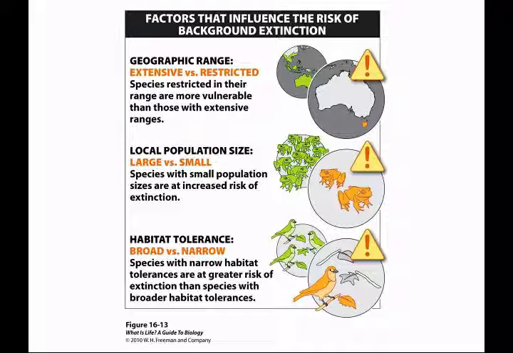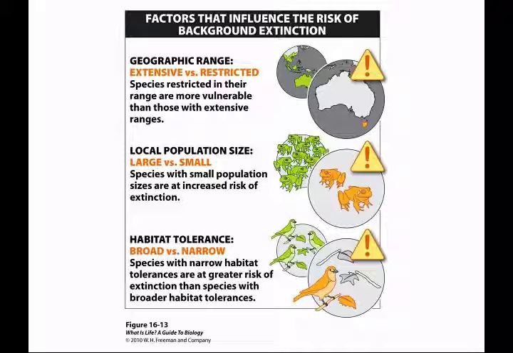The factors that influence the risk of background extinction, first of all, are geographic range. If some species has an extended range, that allows it a better chance of survival, because if it can go across a greater range, that gives it greater opportunity to not run into a tornado or a forest fire or a tsunami that destroys the entire species. If something is found on a restricted basis, if it's only found on one small tiny island like the Galapagos Islands, it runs a huge risk of becoming extinct because it's only found in one specific area. So some species are restricted in their ranges and others have extensive ranges.